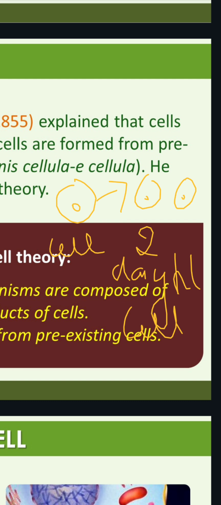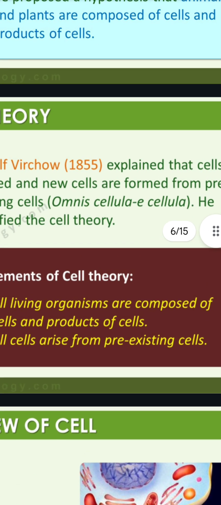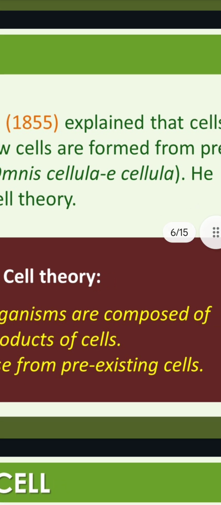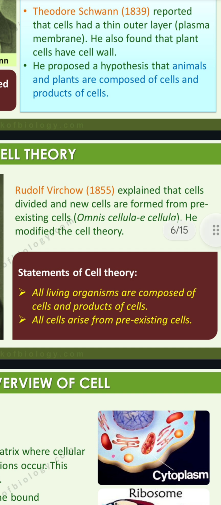So now what the theory says is that this is the new cell. In order to form the new cells, we require a pre-existing cell. So this is the pre-existing cell. In simple words, he told that new cells are formed by the division of pre-existing cells. It is also called omnis cellula e cellula. In his language, it is called this.